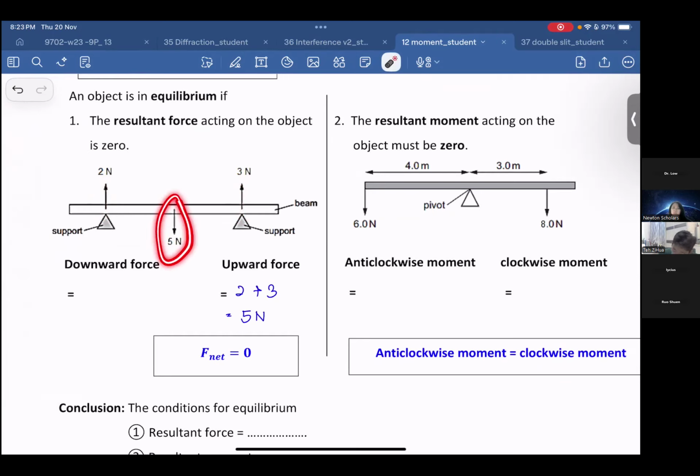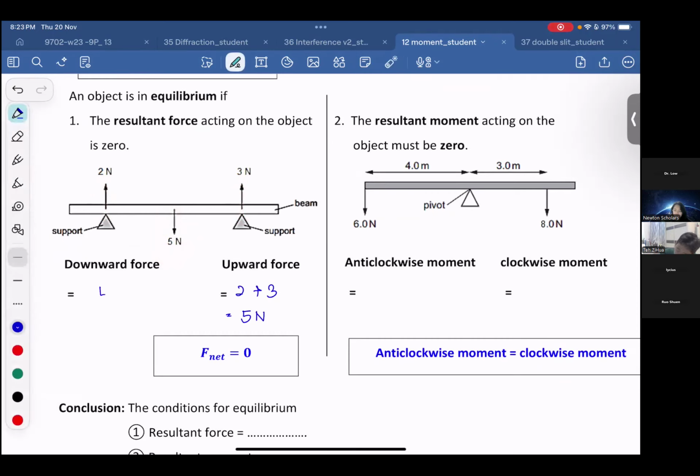Here we only got one downward force in the diagram, which is 5 Newton. Okay, so can you see that this system is in equilibrium? It's because the upward force equals the downward force. So if they are equal, we find the resultant force. Actually, we found out that upward and downward, they balance and cancel out. So net force is 0.